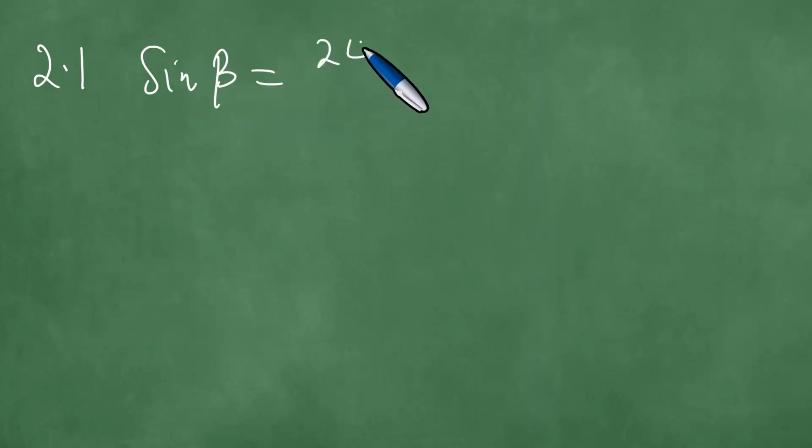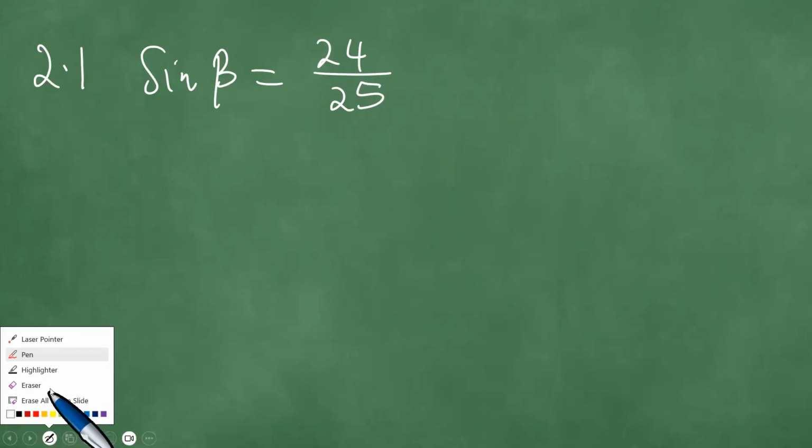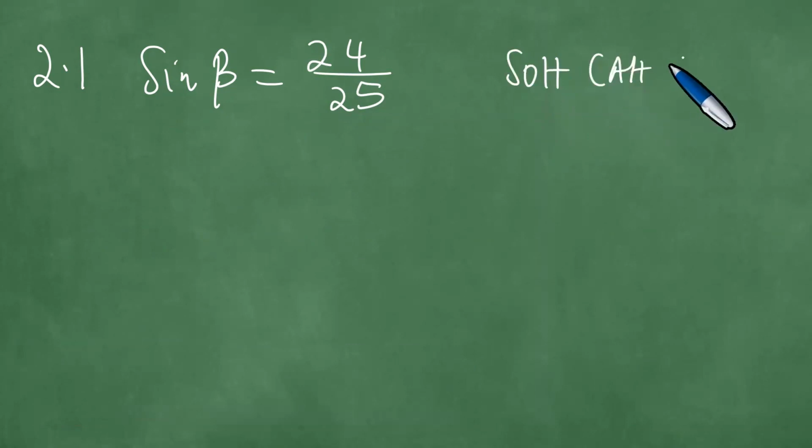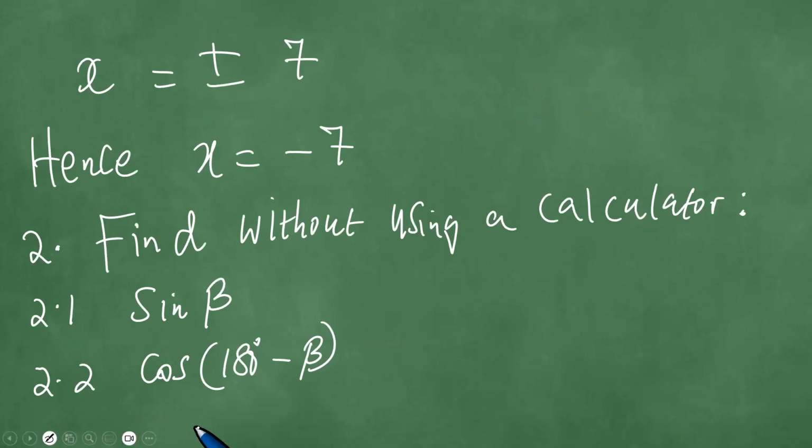Right, so we're looking at 2.1, the solution to that. The sine of beta is 24 out of 25, because we're using SOHCAHTOA. Okay, let's look at the next thing, 2.2.